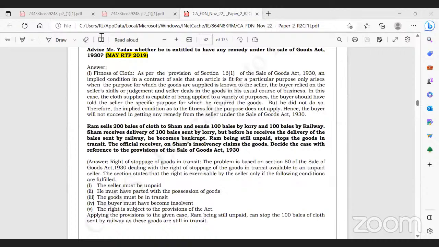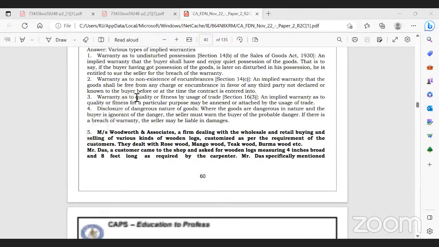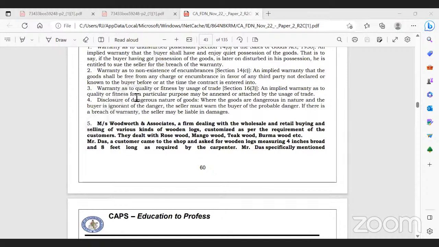Ram sells 200 bales of clothes to Shyam and sends 100 bales by lorry and 100 bales by railway. Shyam receives delivery of the 100 bales sent by lorry, but before he receives the delivery of the bales sent by railway, he becomes bankrupt. Ram, being still unpaid, stops the goods in transit. The official receiver on Shyam's insolvency claims the goods. Decide the case with reference to the provisions of the Sale of Goods Act. The official receiver cannot recover the goods because once a person is insolvent, you can stop the goods in transit, even though part of the goods have already been delivered. So Ram has every right to stop the goods in transit, and the official receiver of the insolvent party cannot recover the goods. Next one, quickly.